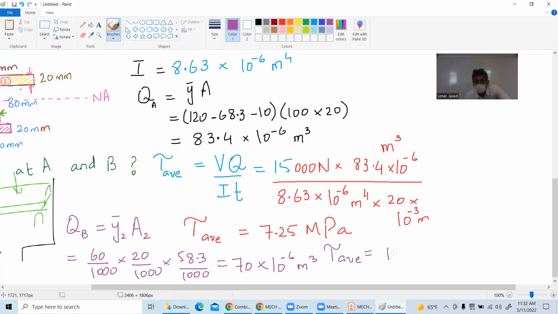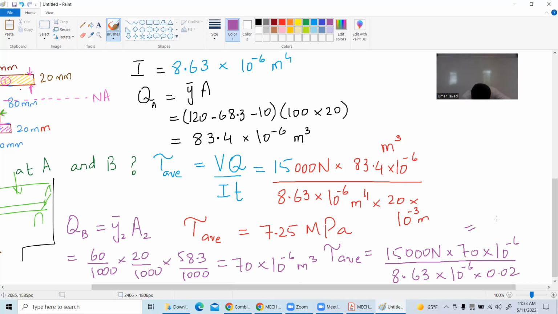And my average shear stress becomes... what happened? Abdullah has a question. Okay, 70 multiplied by 10 power minus 6 divided by 8.63 into 10 power minus 6. What is the thickness? It is the same, right? I think for the top and bottom, the same. Multiply by 0.02. The answer comes out to be 6.0. Yes, good, thank you. So kilopascals. Are you sure? Kilopascal. Okay.